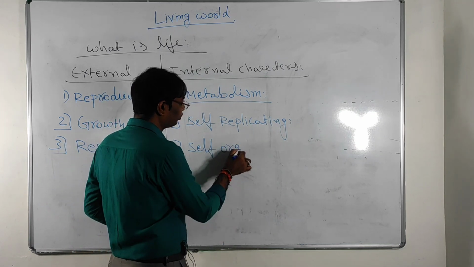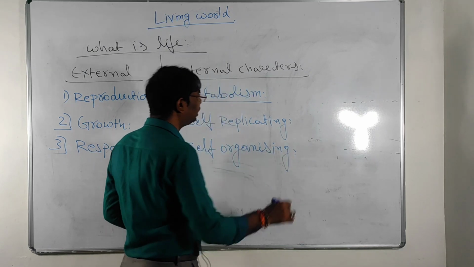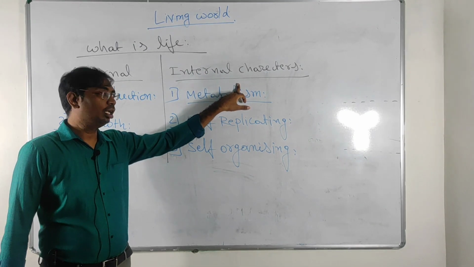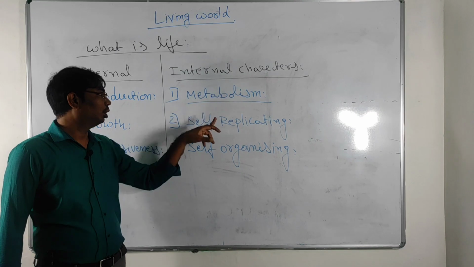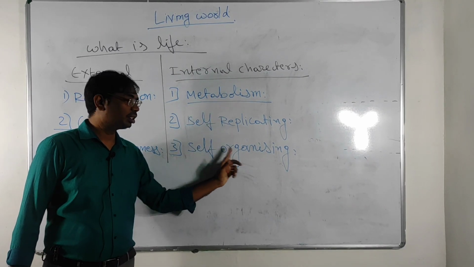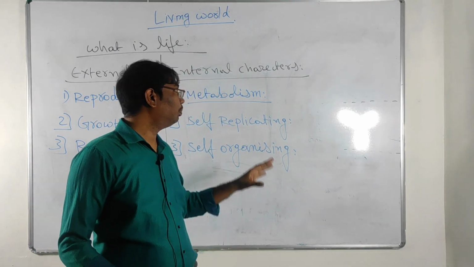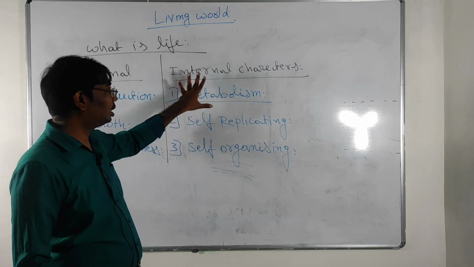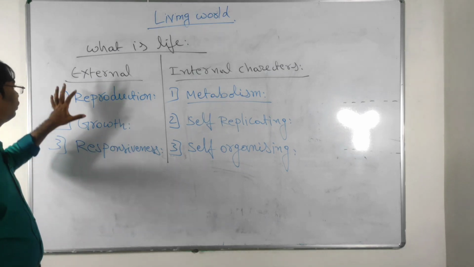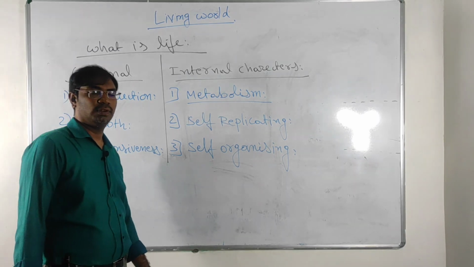And another one is self-organization. So self-organizing is an internal character of living nature. Metabolism, self-replication and self-organizing, we cannot observe these characters from the outside. Because of that we classified these characters under internal characters. But the external characters we can observe from the outside, because of that we kept those under the external characters of life.